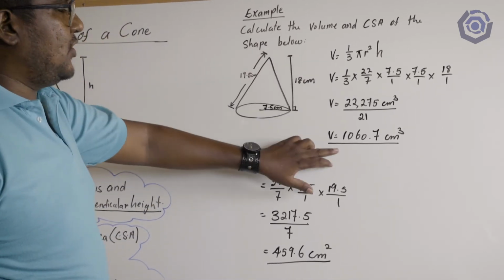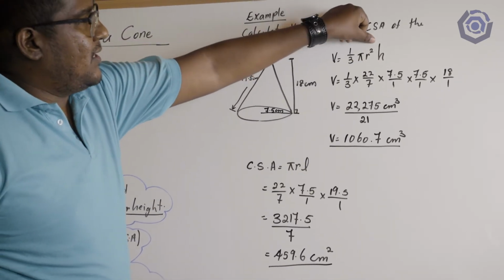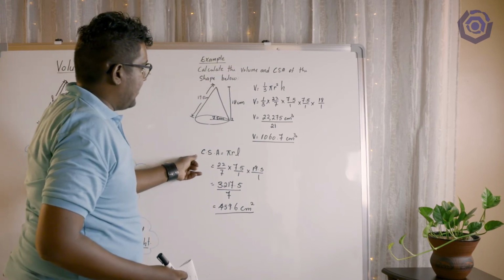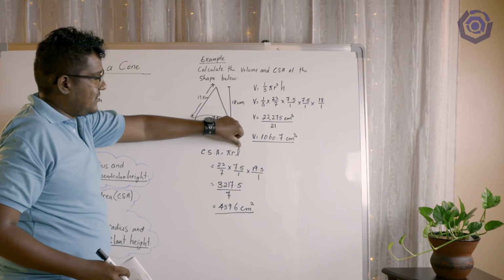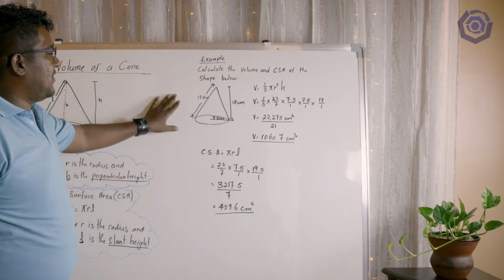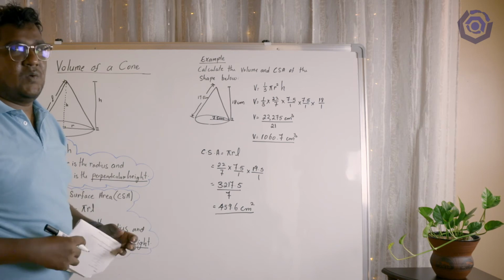So this is the volume. Remember, the volume carries the perpendicular height, and this is our curved surface area. Remember, the surface area carries the slant height. And this is how you calculate the volume and curved surface area of a cone.